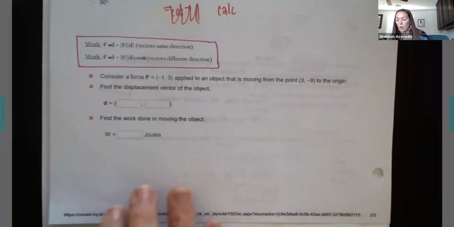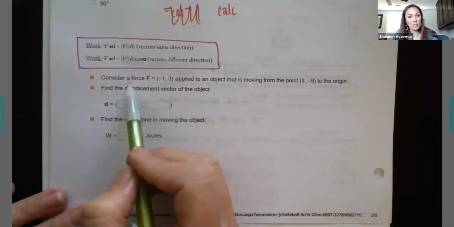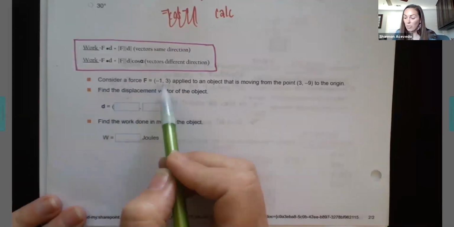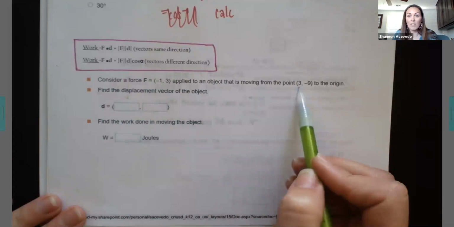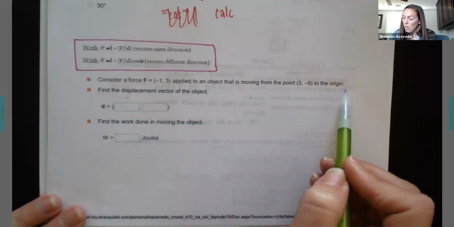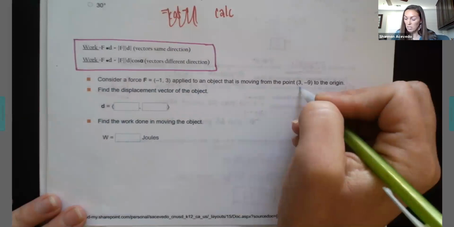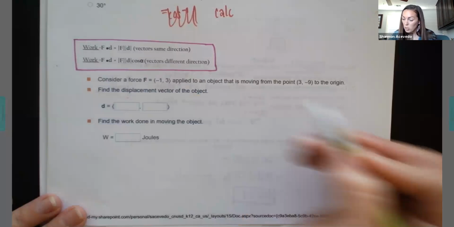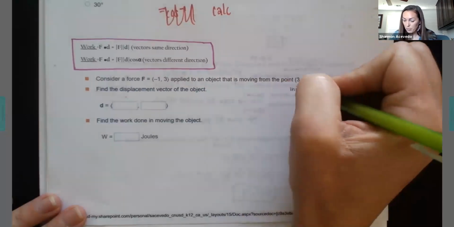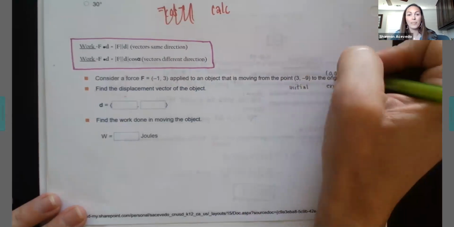So how would I do a work problem? And there's a few of these throughout this section. So it says, consider a force is the vector -1, 3 applied to an object that is moving from my point here at 0, -9 to the origin. So I have a point that's moving. This is not a vector. Look at notation, parentheses versus our vector notation. And remember, it's always bold. So this is where I'm starting. This would be my initial, and this would be my end. So it's at the origin at 0, 0.